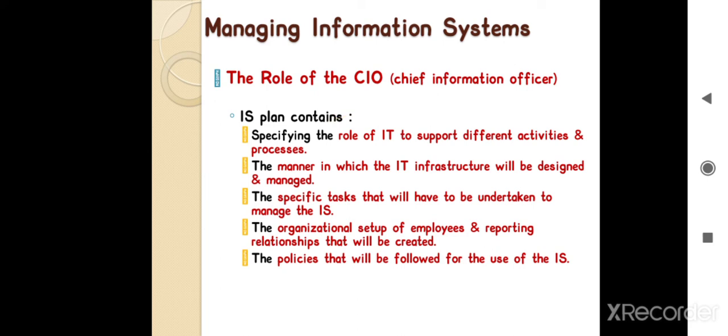IS plan. What is it going to contain? IS plan means information system. If we want to implement it, then a CIO is responsible for planning that one. And the documentary part is going to contain specifying the role of IT to support the different activities and processes. Secondly, the manner in which the IT infrastructure will be designed and managed. Also, it should contain the specific tasks that will have to be undertaken to manage that particular IS. Also, the organization setup of the employees and the reporting relationships that will be created.